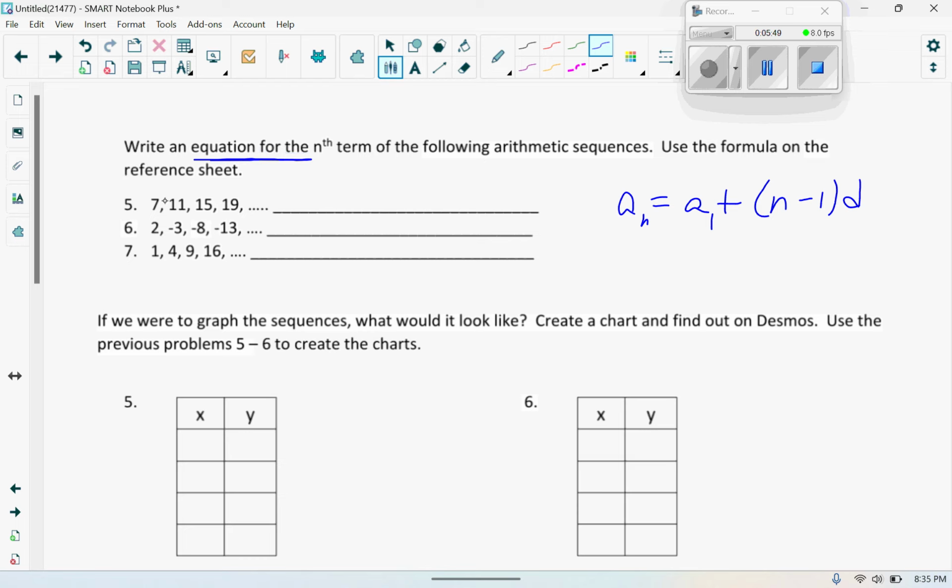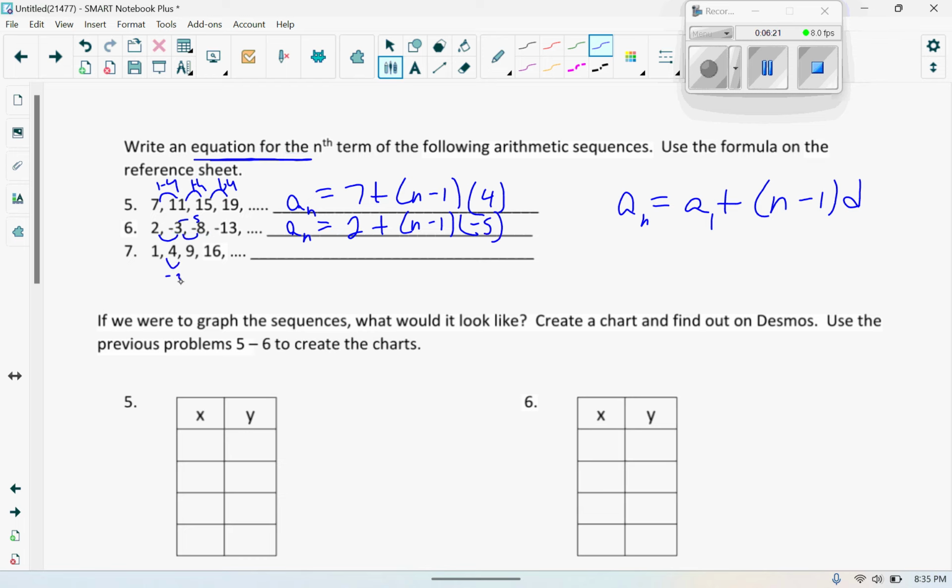Okay, so let's see. It looks like here I'm adding 4, adding 4, adding 4. So my common difference is 4. So I'm going to say a sub n equals 7 plus n minus 1 times 4. This next one, it looks like I am subtracting 5 every time. So let's say I'm going to start off with 2, and I'm going to say n minus 1 times -5.